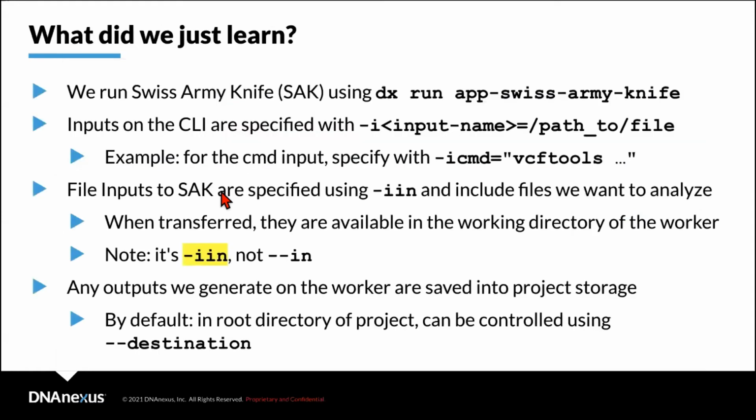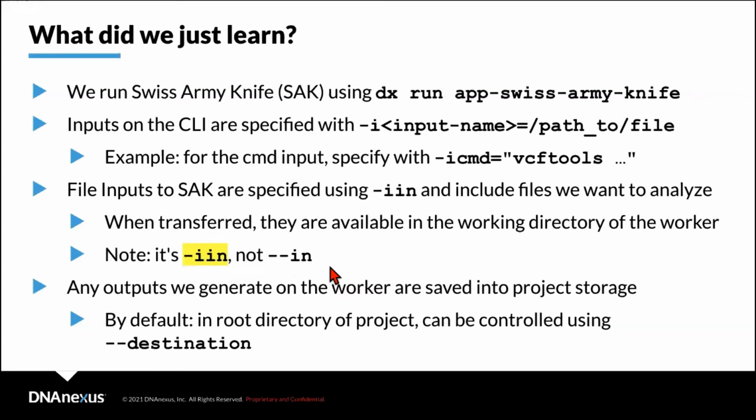So what we just learned is that we can run Swiss Army knife using dx run app-swiss-army-knife, and you can search for app Swiss Army knife in documentation. The inputs in the command line are specified with -i, so that's why it could be a little bit strange that you have -icmd and -iin. So it's important that you know that it's -iin and not --in.